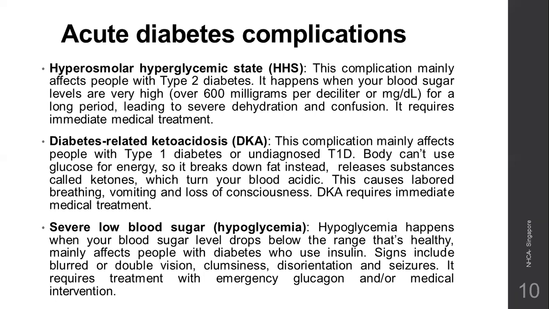And what happens in case of hypoglycemia? Blurred vision, clumsiness, disorientation, seizures. It requires treatment, and immediately you have to give this person a glucose biscuit, something sweet. Glucose water has to be given so that you are bringing up the blood glucose level. So immediate medical intervention is required.